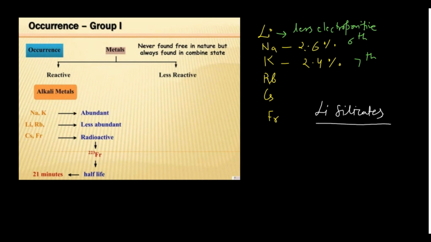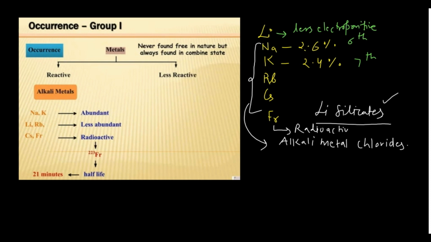When it is less electropositive, due to its smaller size, it forms silicates, while the other elements, from sodium up to cesium, generally form the chlorides. Please remember this. The compounds of sodium and potassium are the most abundant compounds in nature, while the remaining alkali metals occur in nature very rarely. However, you know francium is radioactive. Please remember it decays by its own, and it is very short lived.